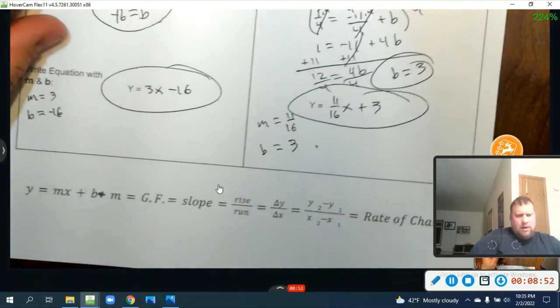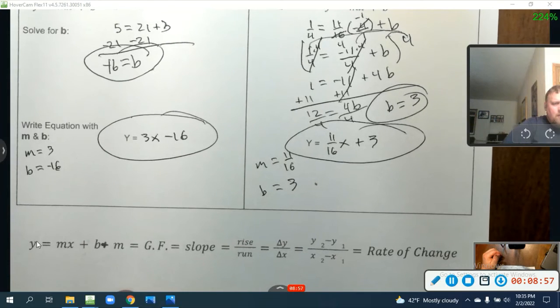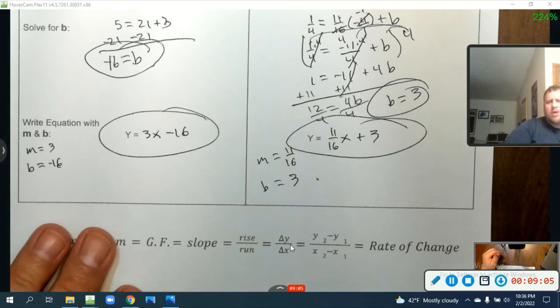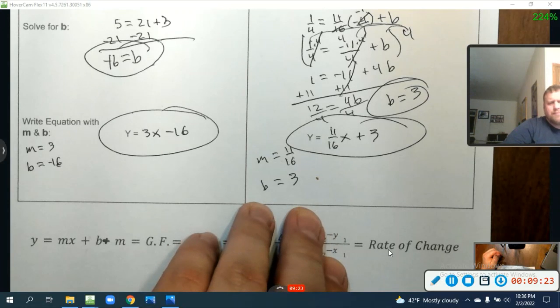Let's move on up. So I have, look at this, we'll move this up just for a second. y equals mx plus b. We know that our slope equals our growth factor, or our m equals our growth factor, which is our slope, which is our rise over run, which is our change in y over change in x, which we can find by subtracting the y values over subtracting the x values, right? y2 minus y1 over x2 minus x1, which is the rate of change. I'm just going to keep writing this so you remember all the things that slope is, because it really covers a lot of territory, right? It's a lot. All right.